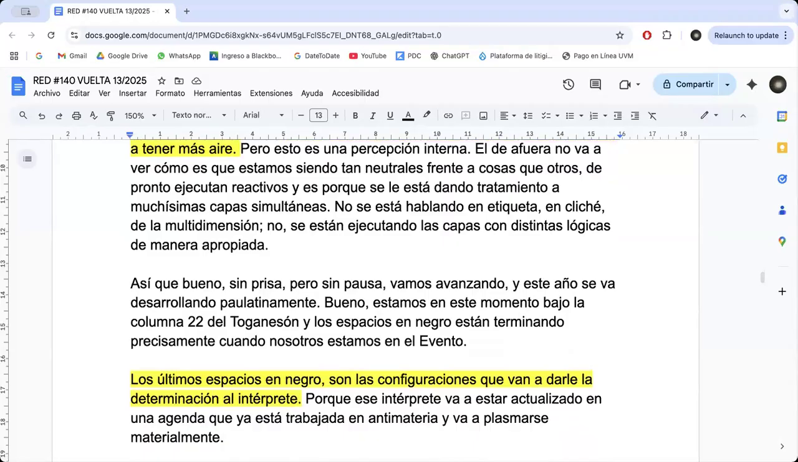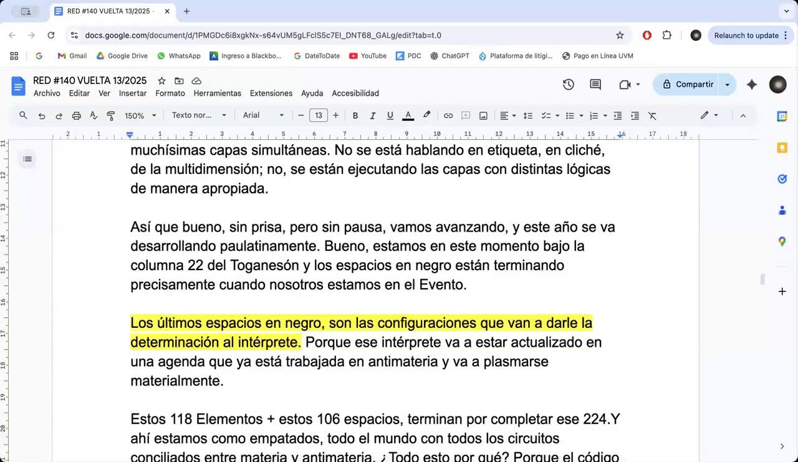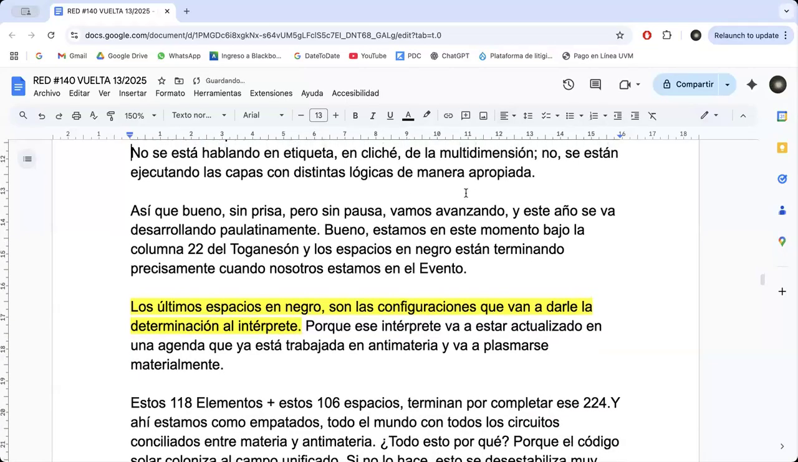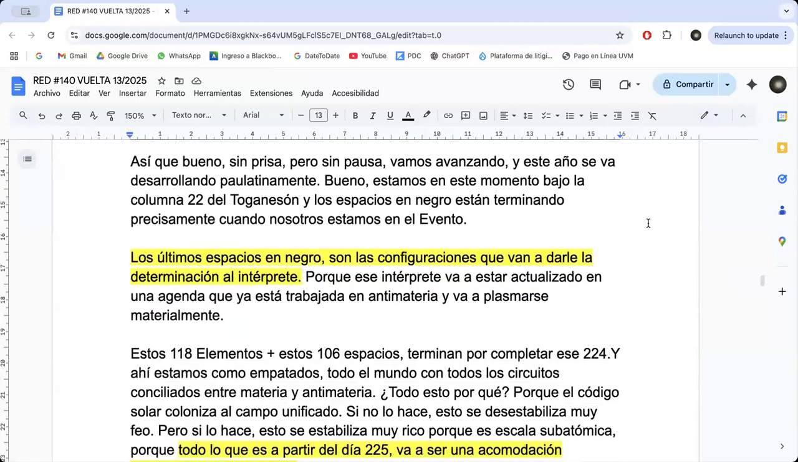The one outside is not going to know how it is that we are being so neutral in front of things that others suddenly execute as reactives, and this is why they are not providing treatment to different layers simultaneously. So we are not talking about putting an etiquette to things or speaking from the place of a cliche. We're talking about this from the multi-dimensional perspective. If the reactives are being executed, then the different layers with different logics are not being managed in an appropriate way. So we are moving without a rush, but without stopping. We are moving forward, and this year is developing itself slowly.